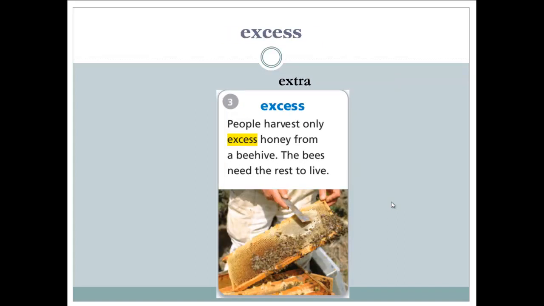Excess means extra, the extra amount. People harvest only excess honey from a beehive. The bees need the rest to live. So people take only the extra honey from a beehive. They don't take the whole amount of honey. Why? Because the bees need the rest to live.